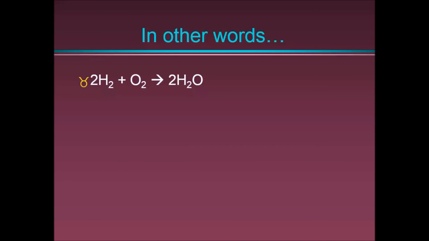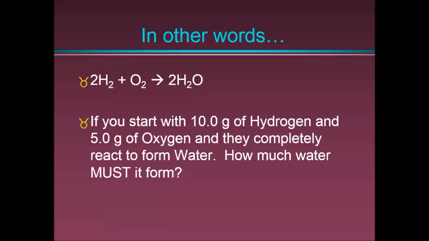In other words, are you ready, Alec? 2H2 plus O2 yields 2H2O. If you start with 10 grams of hydrogen, that's H2, and 5 grams of oxygen, that's O2, and you completely react it so that every bit of it turns into water, how much water will you have? 2 what? 2 grams. No. Try again. Yes! 15 what? Grams! How did you do that?